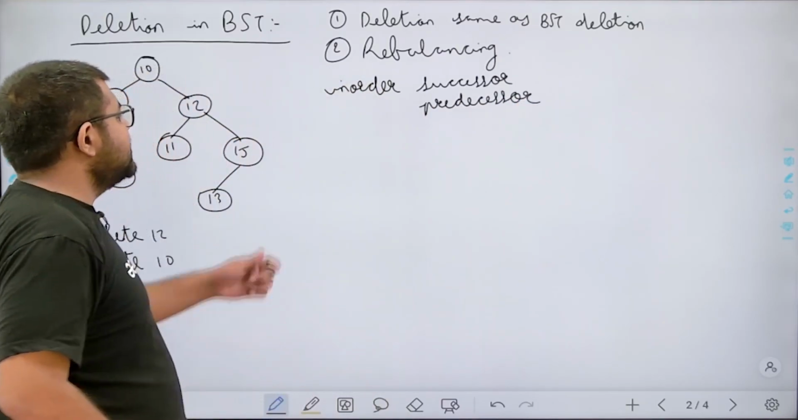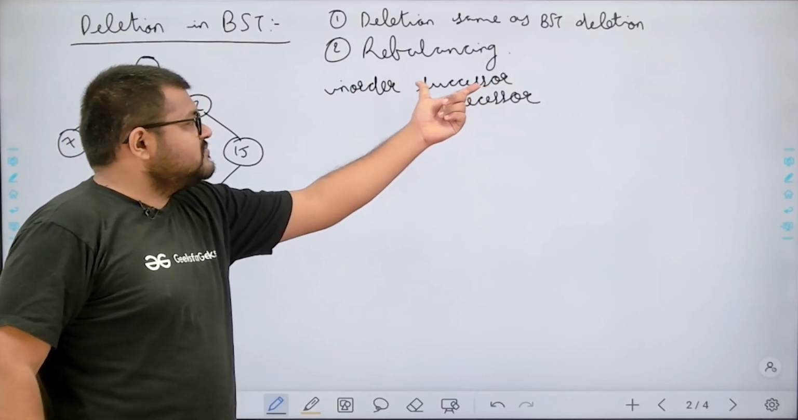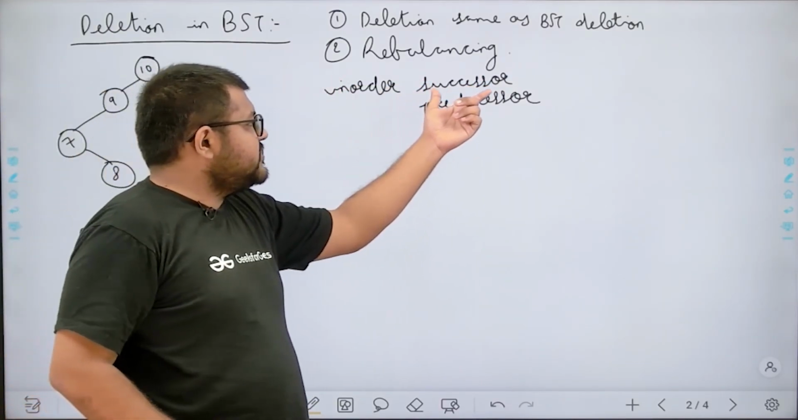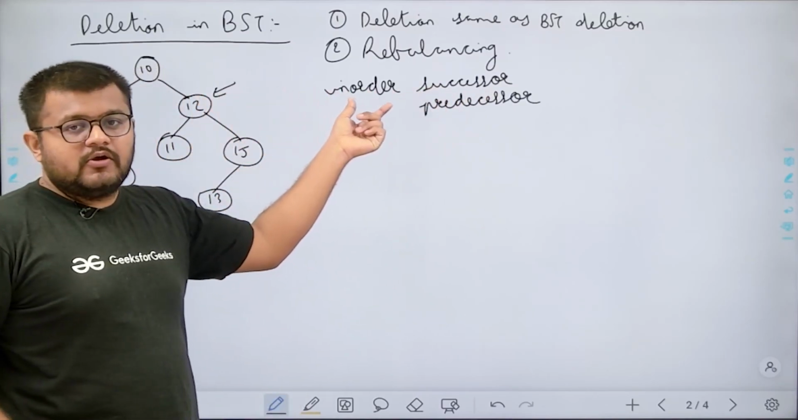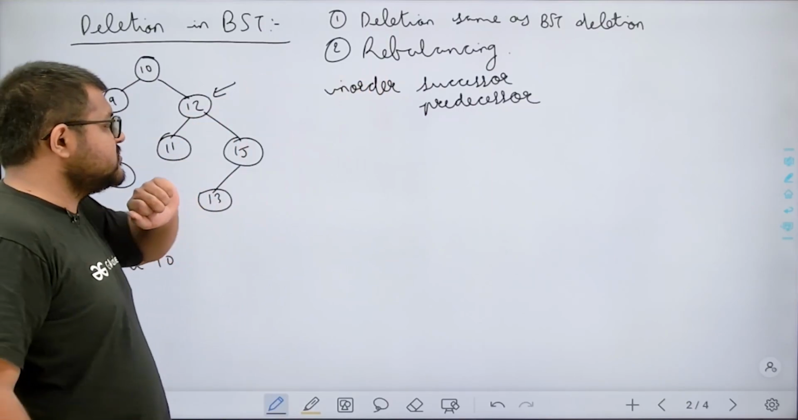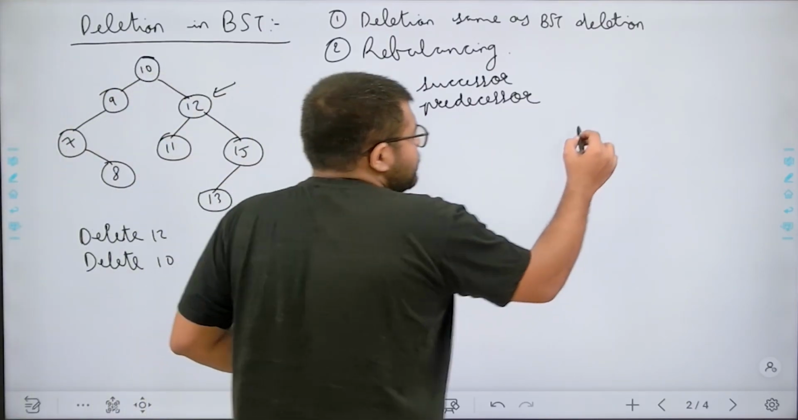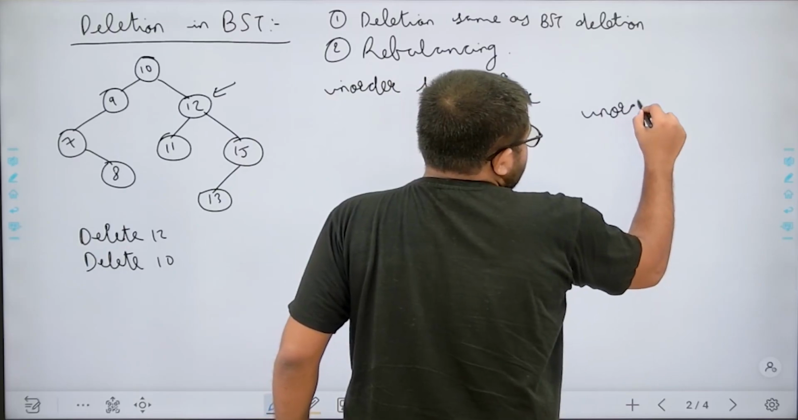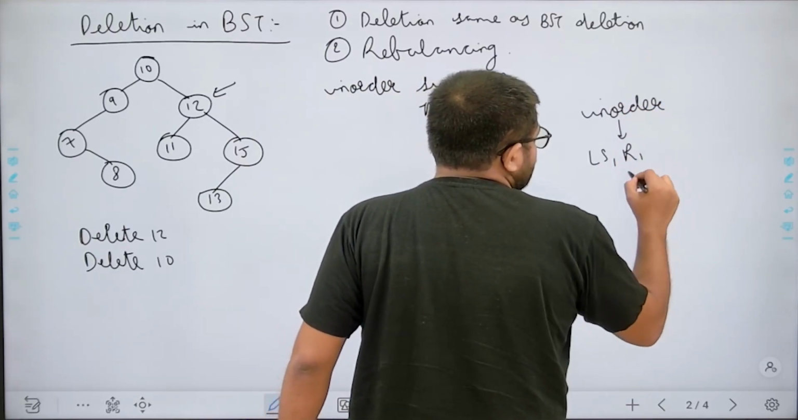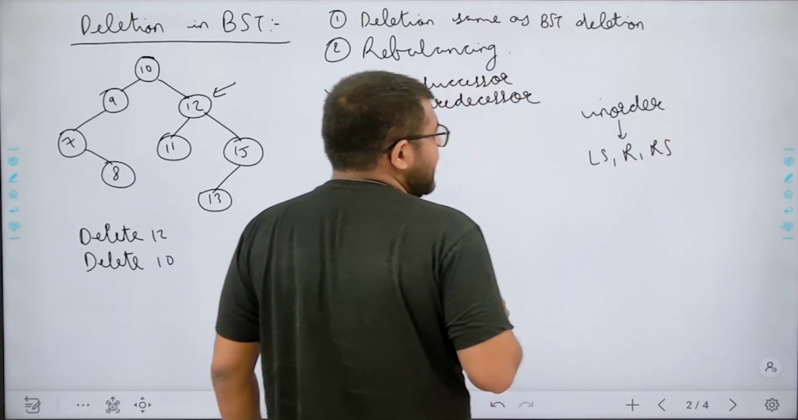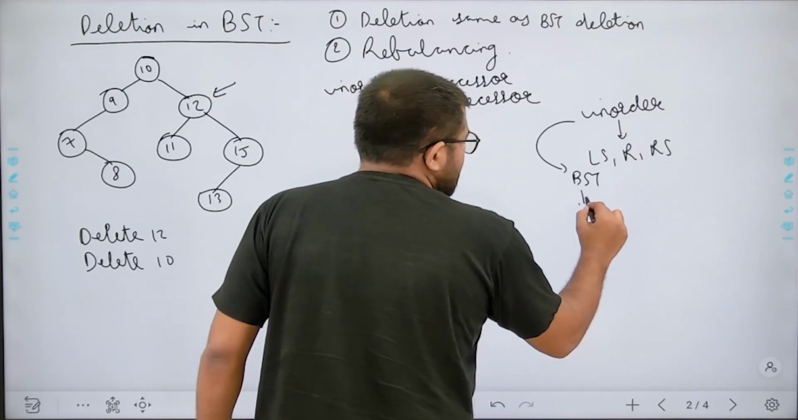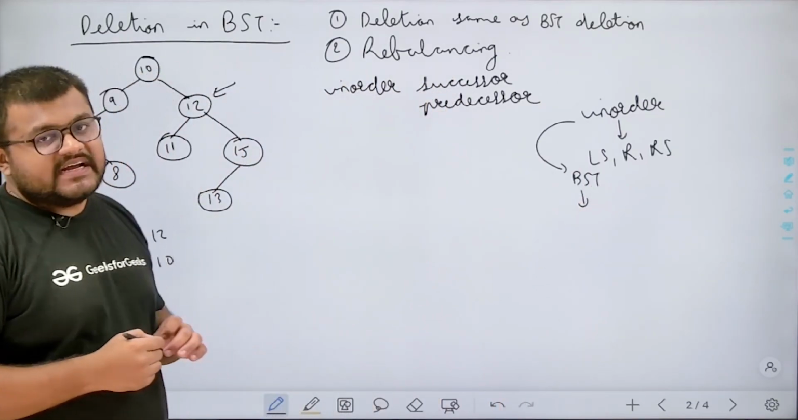It basically means that this is the value which comes after that node. So suppose I want to delete 12. This is the value which comes after 12 in the in order traversal, and this is the value which comes before 12 in the in order traversal. What is an in order traversal of a binary tree? In order traversal of a binary tree is when you visit the left subtree first, then the root node, and then the right subtree, right? And when you do in order traversal of a binary search tree, you get the values in the ascending order.